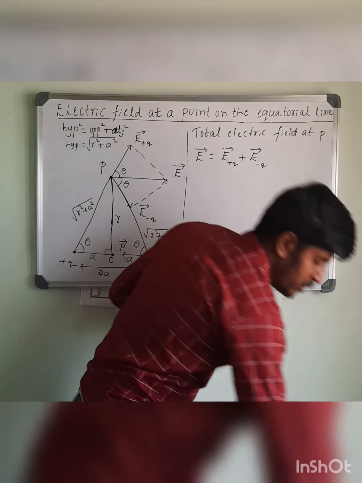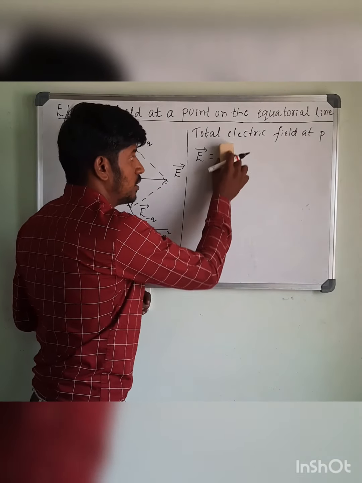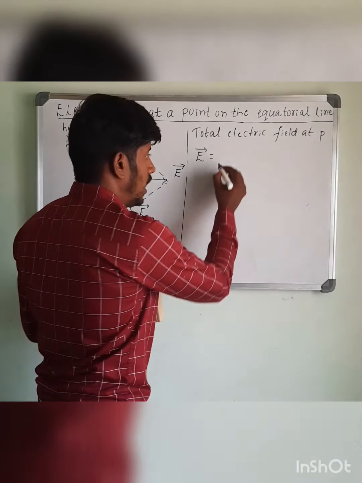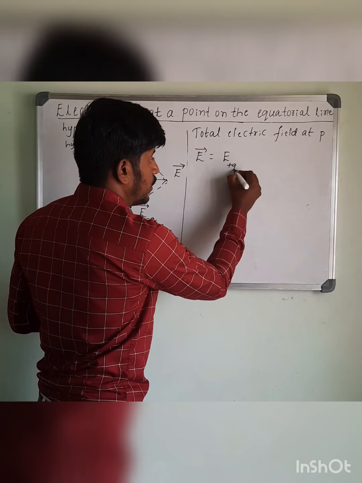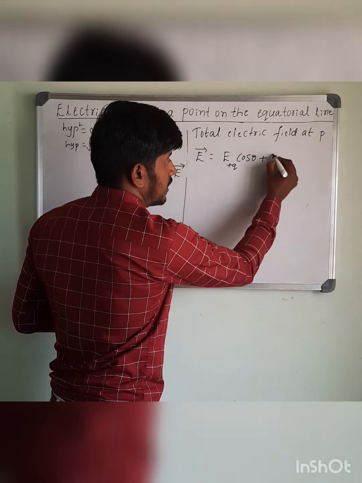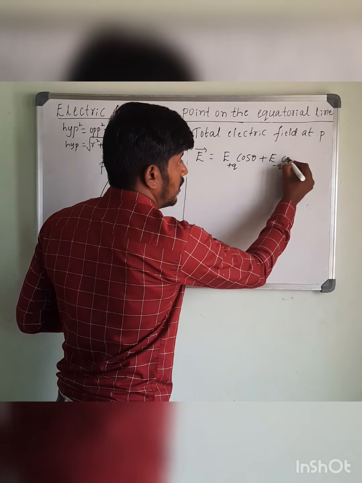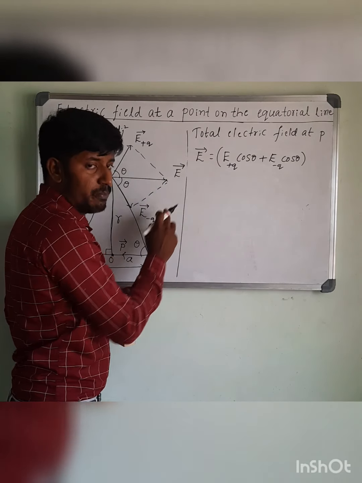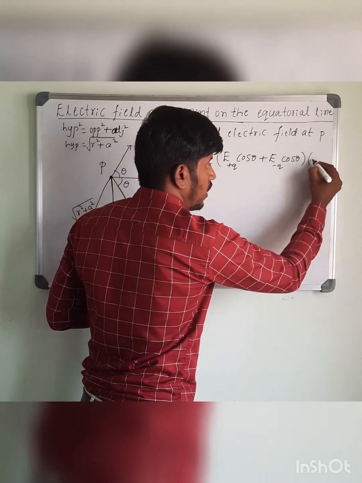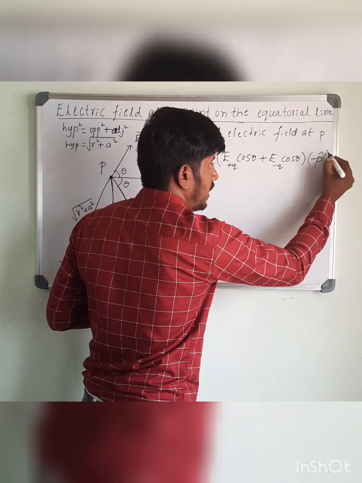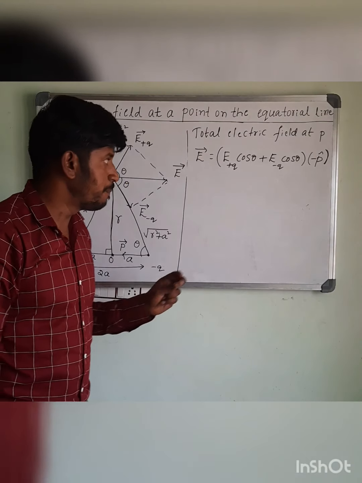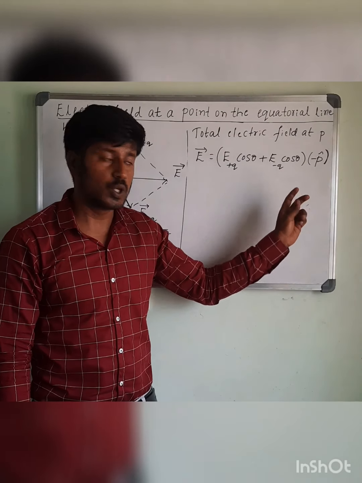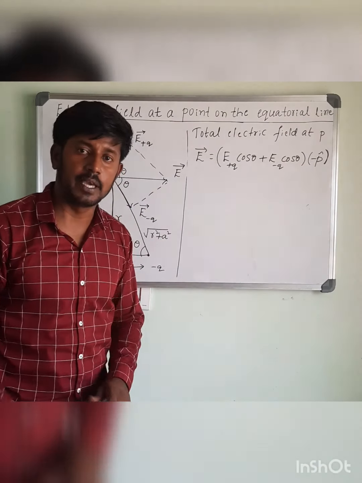But here I will change this equation. Instead of writing E plus Q vector and E minus Q vector, I will write E plus Q cos theta plus E minus Q cos theta. And this is the magnitude. Vector means it has both magnitude as well as direction. This is the magnitude and this will be the direction, that is minus p cap. I'll explain why I consider here E plus Q cos theta and E minus Q cos theta, and also I'll tell you why here minus p cap.